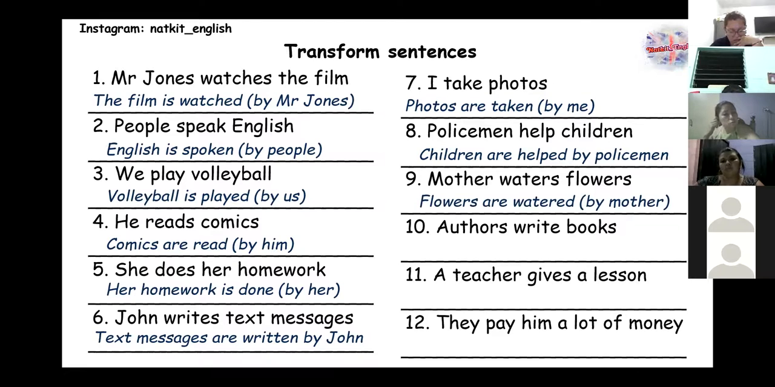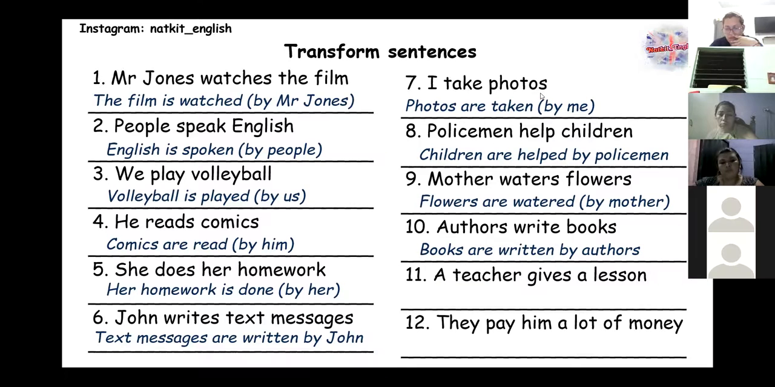Muy bien. Vamos con la número 10. Authors write books. Me, teacher. Go ahead, please. Books are written by authors. Excellent. Very good. Veamos número 11. A teacher gives a lesson. Sarah, go ahead, please.